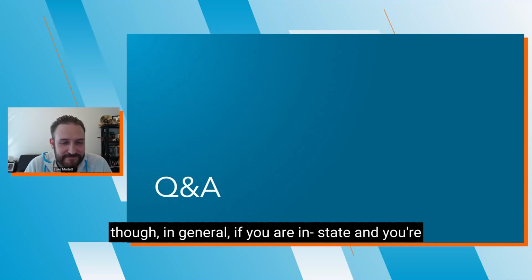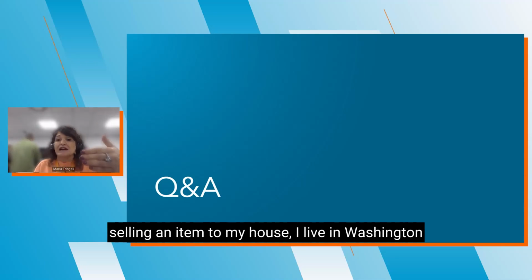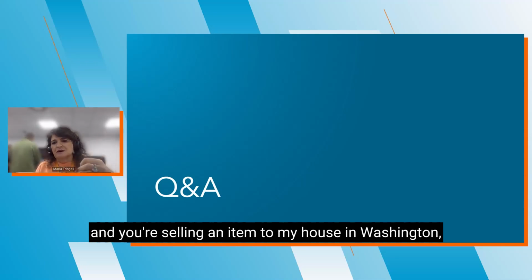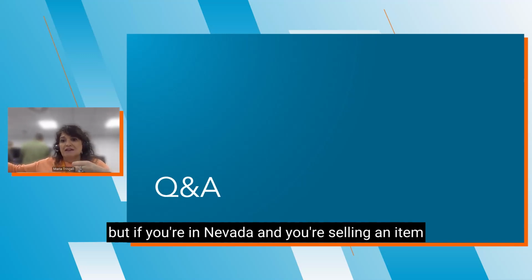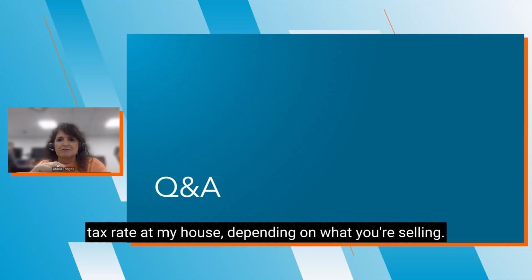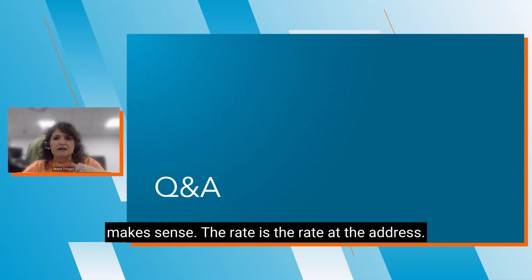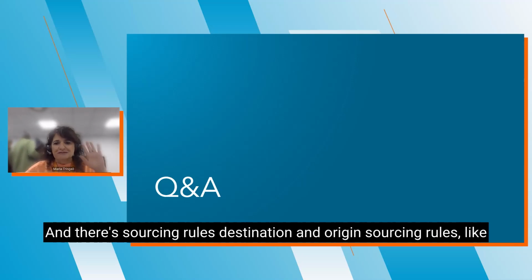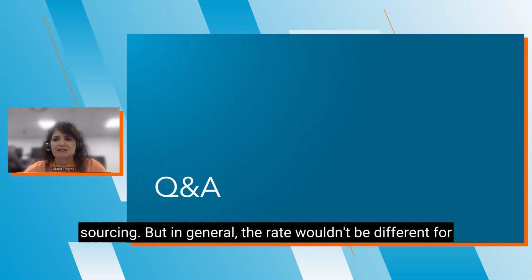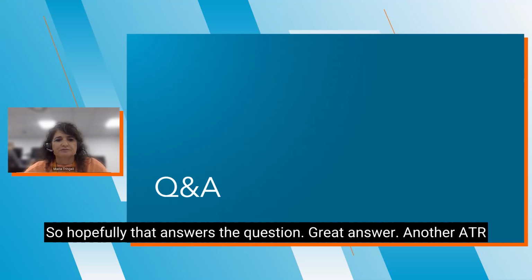Yeah. Right. I would also say, though, in general, if you're in state and you're selling an item to my house, right? I live in Washington and you're selling an item to my house in Washington. But if you're in Nevada and you're sending an item to my house in Washington, the tax rate is the tax rate at my house, right? Depending on what you're selling. That wouldn't be different based on the seller, if that makes sense. The rate is the rate at address. And there's sourcing rules, destination and origin sourcing rules, like in Texas, and California has a little bit of mixed sourcing. But in general, the rate wouldn't be different for me at my address based on who I'm buying from. So hopefully that answers the question. Great answer.